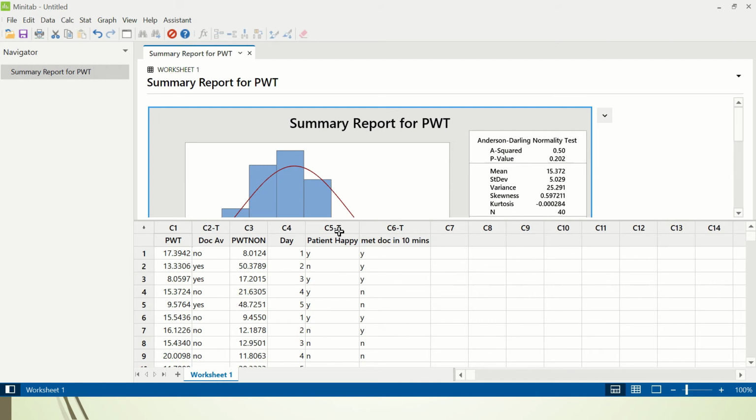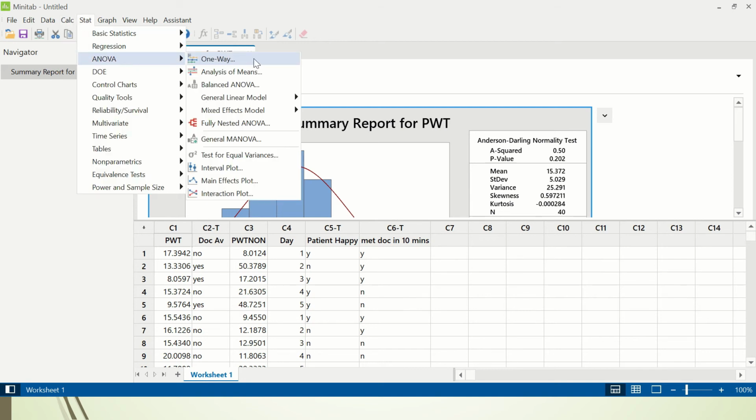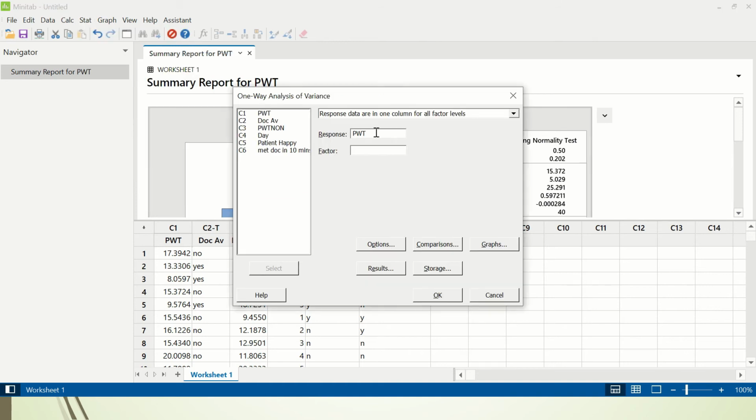Now, if I have to check whether the doctor being available or not is a contributing factor to patient wait time, I have that data in column C2. If you remember the graph, when my Y is continuous and normal and my X is discrete and has two or more than two variables, I will use ANOVA test. And the path for that is Stat, ANOVA, One-Way. Under response, we will have patient wait time, and under factors, we will enter doctor's availability.